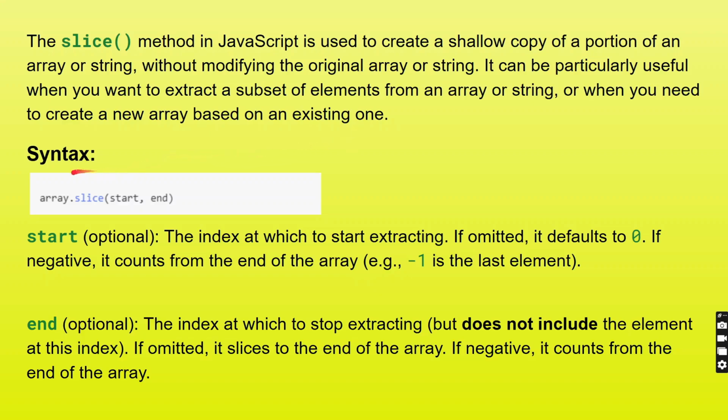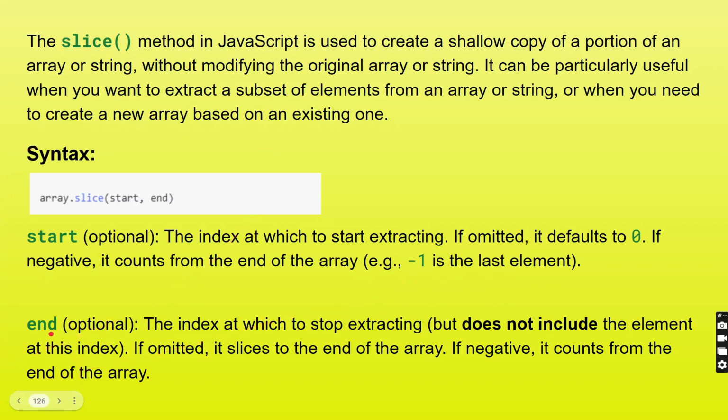Now let's see the syntax of the slice method. Array.slice with round brackets with the start and end. Now the start position is optional. It is the index at which to start extracting. If omitted, it defaults to 0. If negative, it counts from the end of the array, where -1 is the last element.